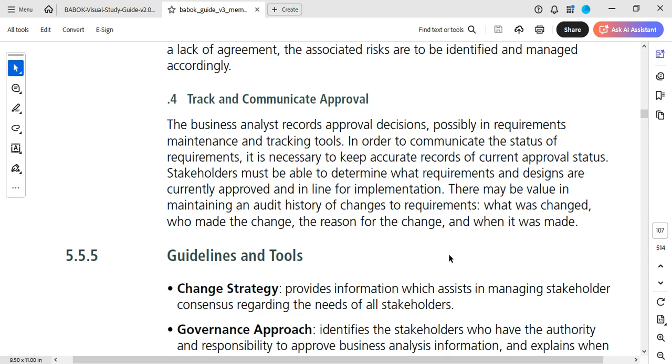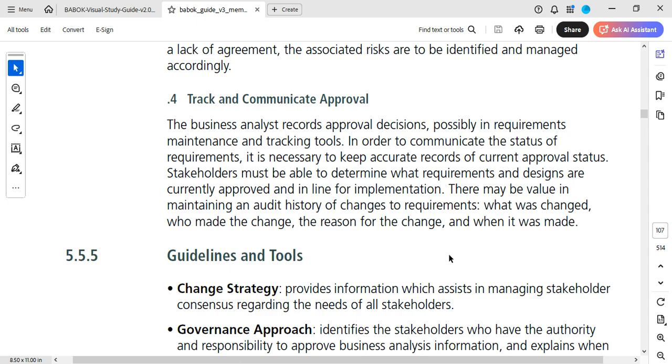Track and communicate approval. We've mentioned this before. The business analyst records approval decisions, possibly in requirement maintenance and tracking tools. In order to communicate the status of requirements, it is necessary to keep accurate record of current approval status. Stakeholders must be able to determine what requirements and design are currently approved and in line for implementation. So communicate. If it's possible, meet them one-on-one. If it's possible, have a group meeting, so that people will know where things are, what they are approving, what the other person has approved, the questions asked, the feedback gotten and stuff. There may be value in maintaining an audit history of changes to requirements.